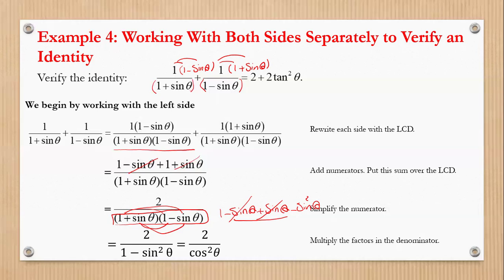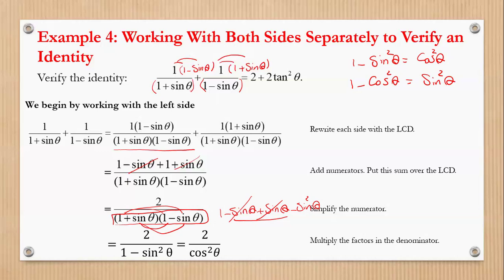And I know one of the trig identities that this 1 minus sine square is always cosine square. So remember, 1 minus sine square is always cosine square, and 1 minus cosine square is always sine square. So you can replace 1 minus sine square with cosine square.